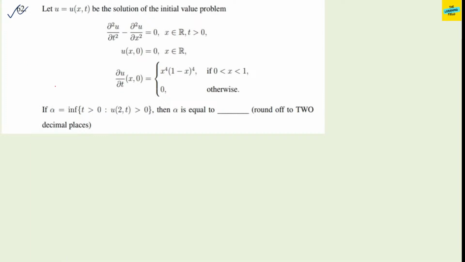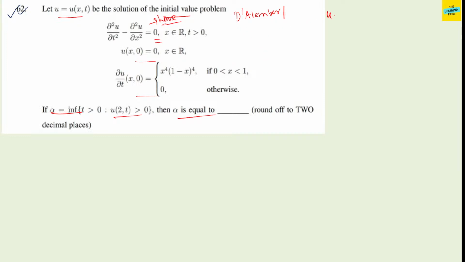Next question then. If u = u(x,t) is the solution of the IVP (initial value problem), this one and this one, then alpha equals the infimum of t greater than 0 such that u(2,t) is greater than 0. Then the value of alpha equals what? You all know that this is a wave equation, and we solve the wave equation by D'Alembert's method and the other solution method. This is a homogeneous situation, and if u(x,0) and u_t(x,0) are given, then we solve.